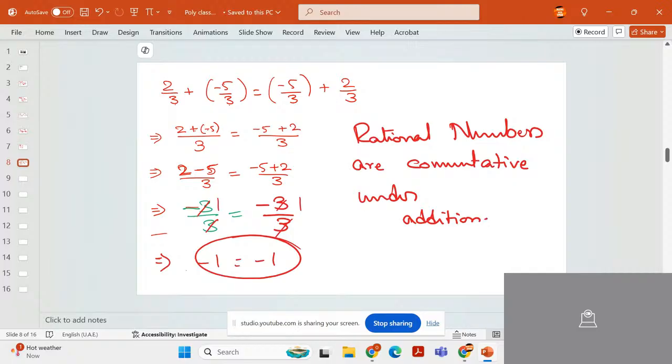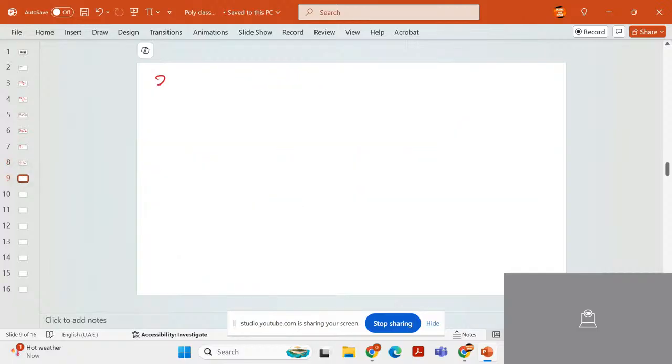So now let us see the next one. Suppose the same 2 by 3, when we subtract two rational numbers, let us check whether we will get the same result or not.